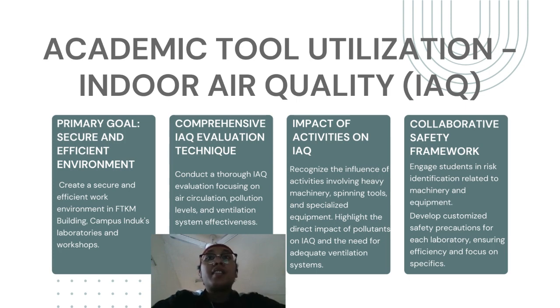The second one is comprehensive IAQ evaluation technique. Conduct a thorough IAQ evaluation focusing on air circulation, pollution levels, and ventilation system effectiveness. The third one is the impact of activities on IAQ. It recognizes the influence of activities involving heavy machinery, spinning tools, and specialized equipment such as CNC. It highlights the direct impact of pollutants on IAQ and the need for an adequate ventilation system.